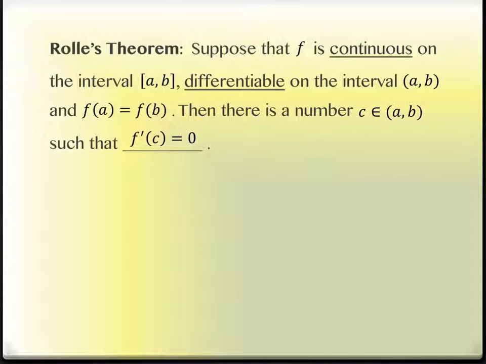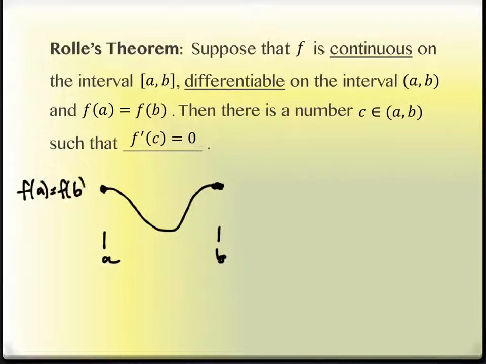Then there is a number between a and b where the derivative will be 0. And let me draw the same picture that I just drew on the last slide from our previous lesson. It was something like that. Here is a and here is b, the endpoints. They're the same y value. There will be some location, and we already saw it last time, where the derivative is 0. Has to happen.